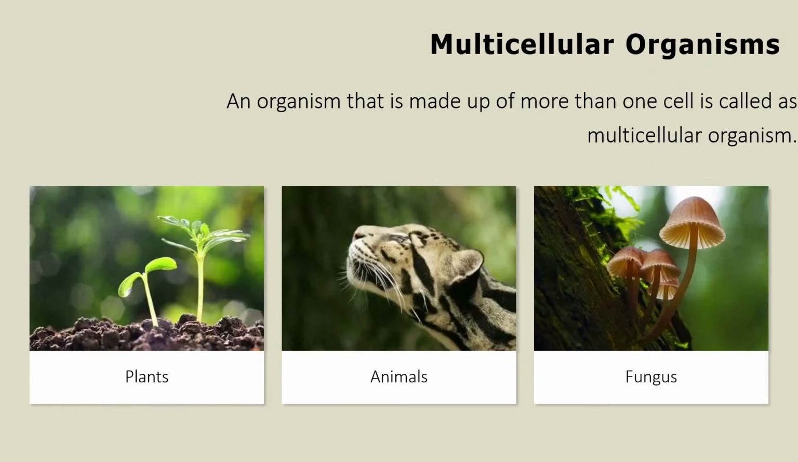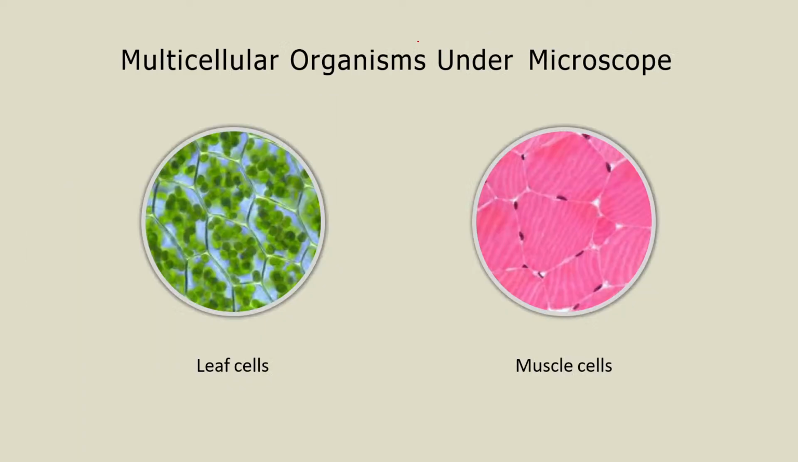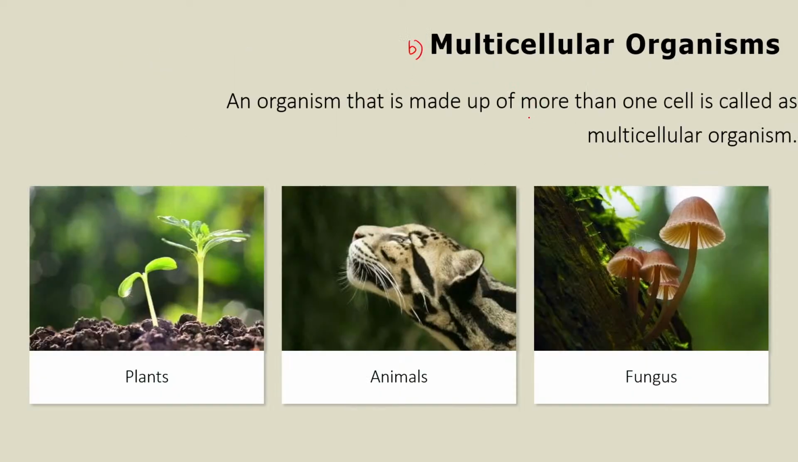Now let us understand types of organisms. We have the second category called multicellular organisms. What are multicellular organisms? Organisms which are made up of more than one cell. Multi means many. What's the meaning of multi? Many. So those organisms which are made up of many cells, more than one cell, we term as multicellular. All types of plants come into this group, animals come into this group, and fungi also come into this group.